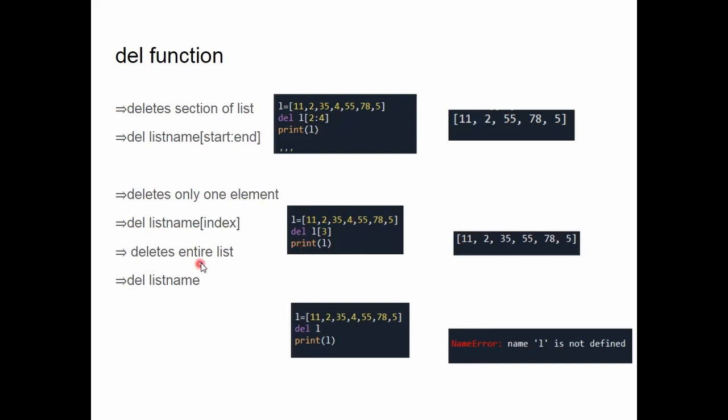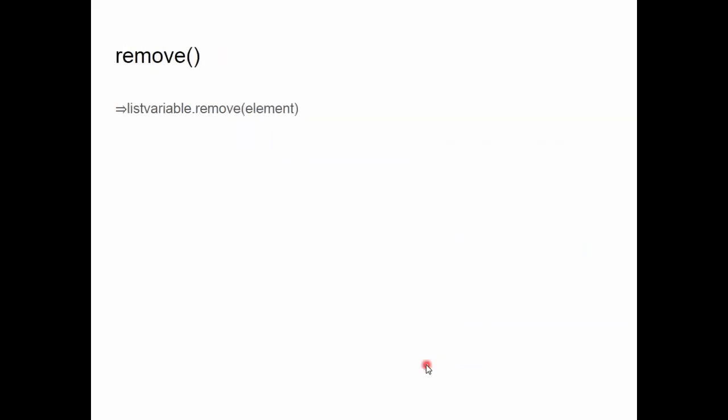Now if you want to delete the entire list, directly I will write del L, and if you want to check whether the list is present or not, if you want to display it. If you want to display something which is not there, it will generate an error message. So after deleting the list, if you want to print the content of the list, it will generate an error message.